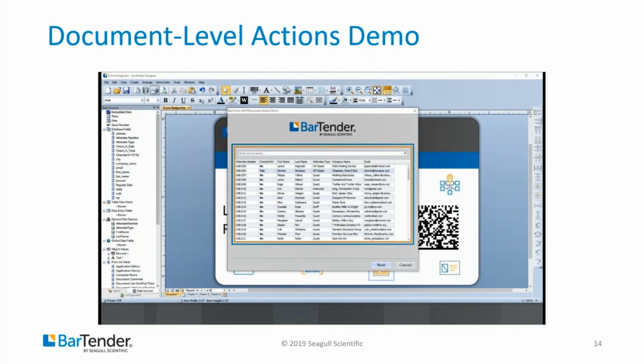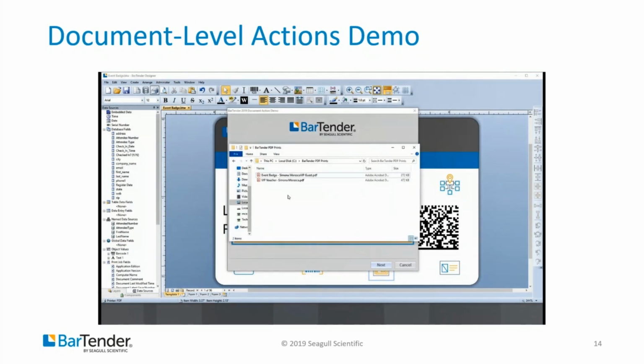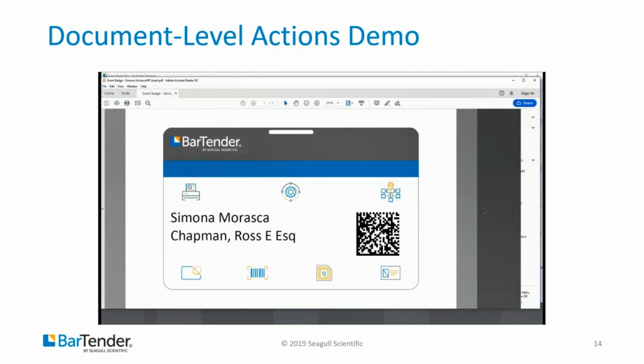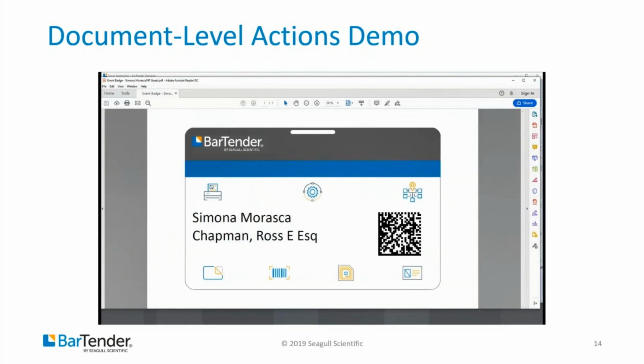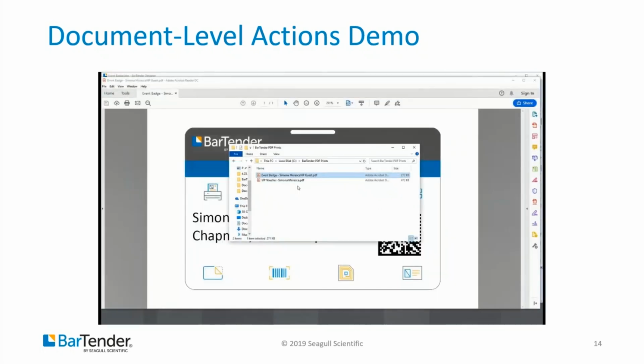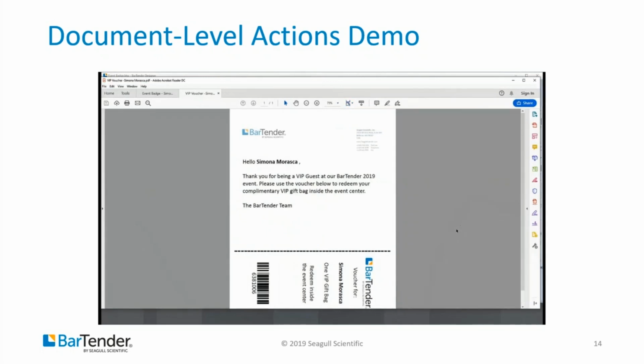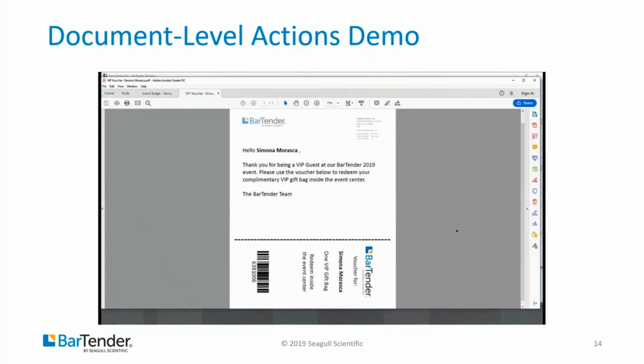We're going to bring up just your regular Windows Explorer. So first we look at our event badge there. So we see it's customized. It has the barcode. That barcode contains unique information to identify this person. And then we also see the VIP voucher, because remember, this is a VIP member. And this is kind of what that letter and that voucher looks like. So with this, the guest can go and redeem the very special gift that we have available to them as a VIP member at our BarTender event.